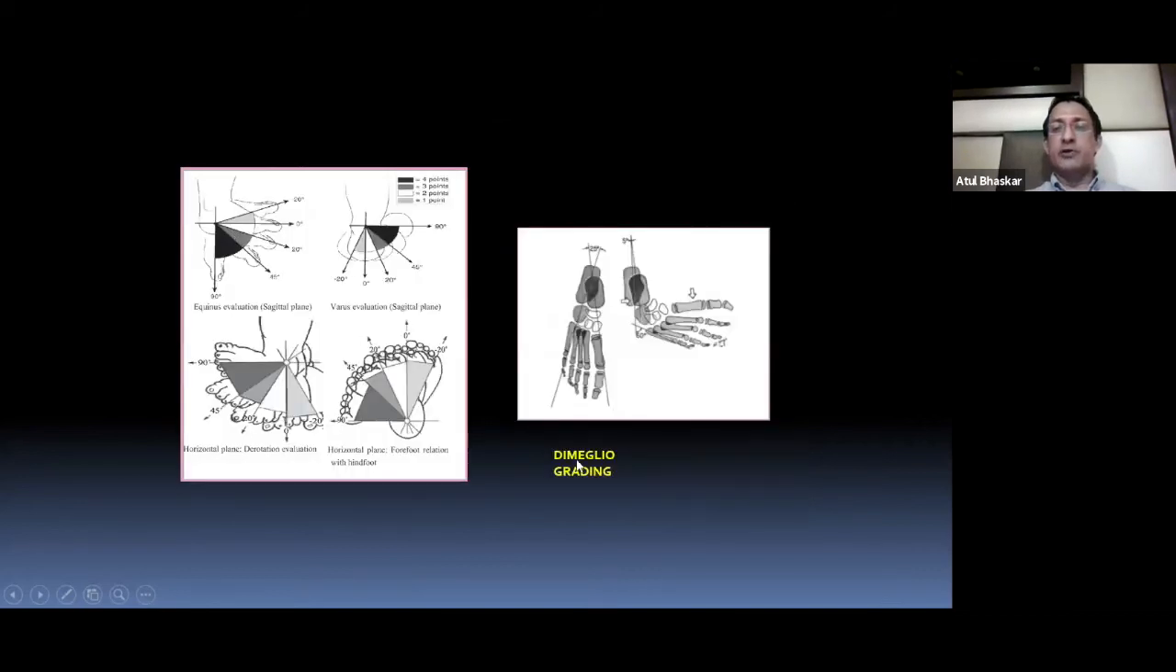The other classification they may ask in the exam is the Dimeglio grading, which basically is a very, very subjective classification. It looks at the forefoot and the hindfoot flexibility. It looks at the derotation of the foot in the coronal plane, and also looks at the forefoot rotation in the horizontal plane. More or less, this classification is not used because it is very complex. It is highly subjective.